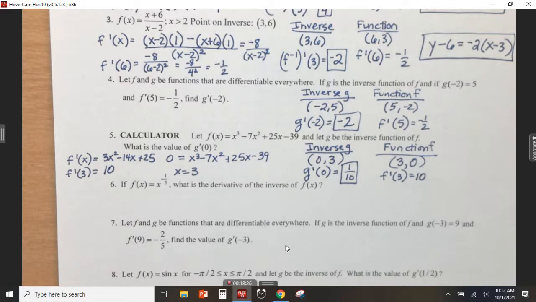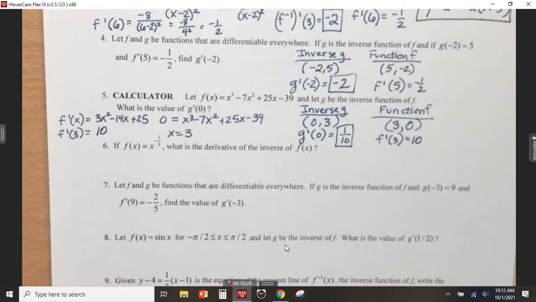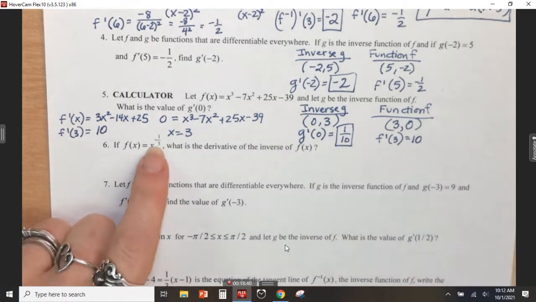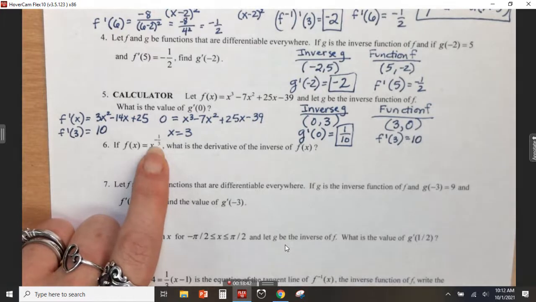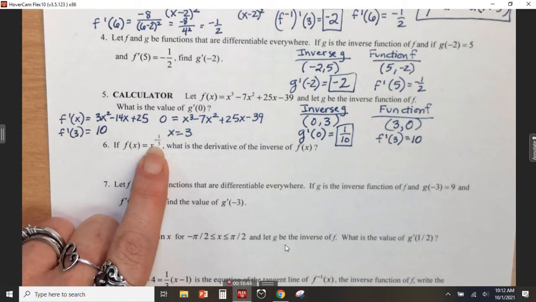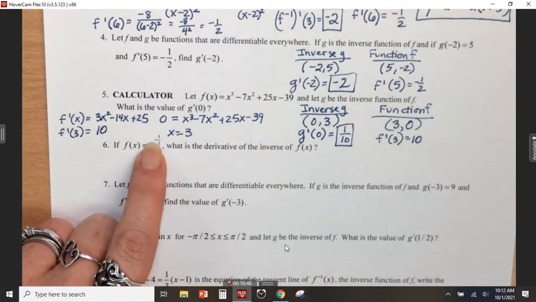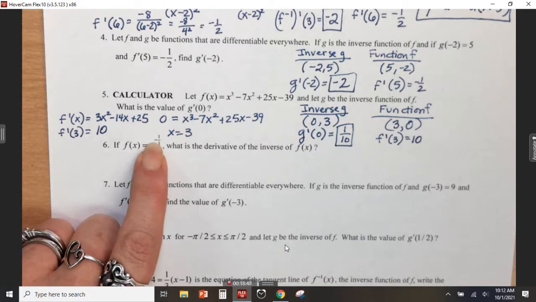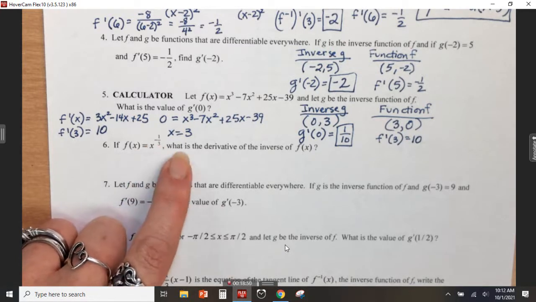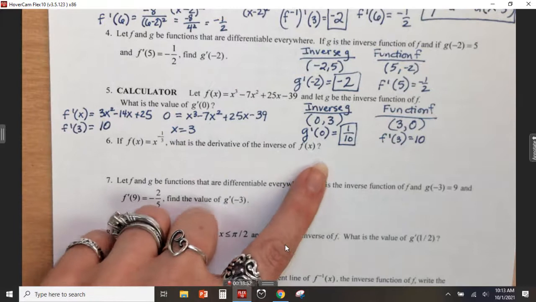All right. Number 6. This one is a little bit more work, more like old school kind of stuff. If f of x is equal to x, and I don't know if y'all can see that clearly on your paper, that's to the power of negative 1/3. The negative kind of blended in with the division bar a little bit. What is the derivative of the inverse of f of x?